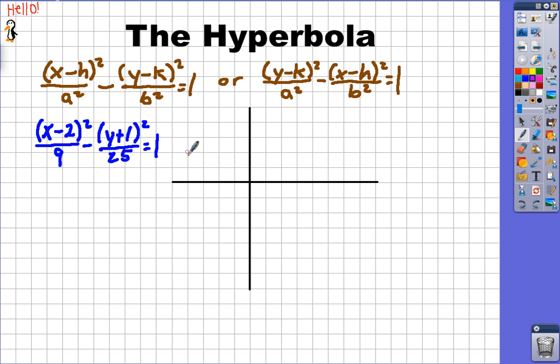Alrighty. Lastly here, what we're going to do is talk about a hyperbola that's been translated h and k units to the left or right and up and down, as well as how we go from a standard form or general form to this vertex form using completing the square.